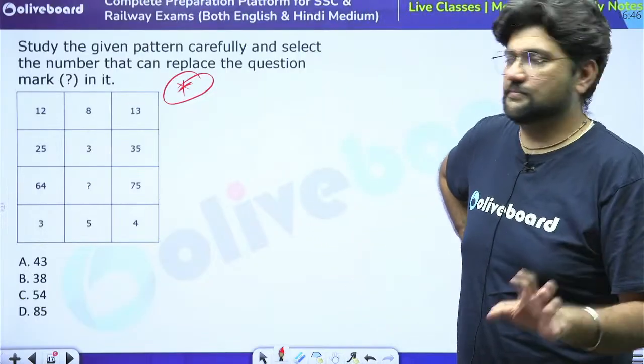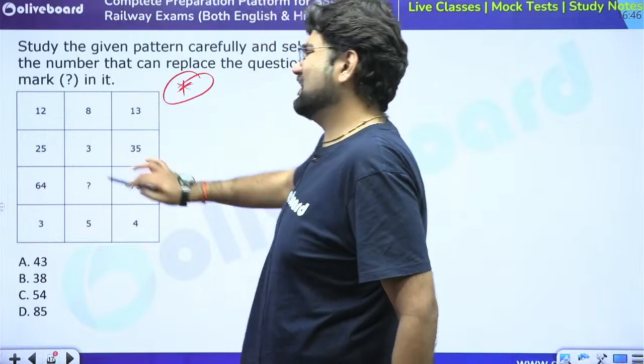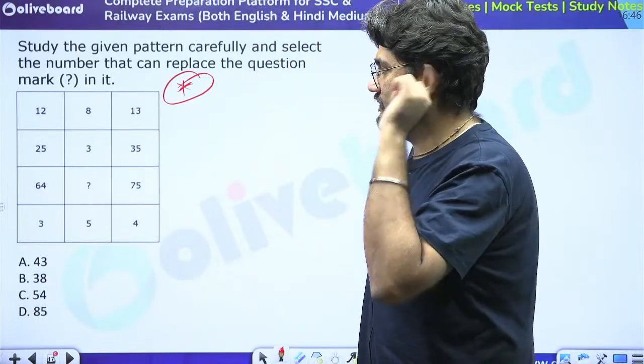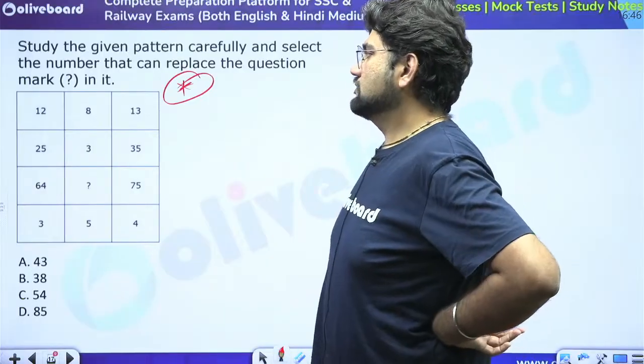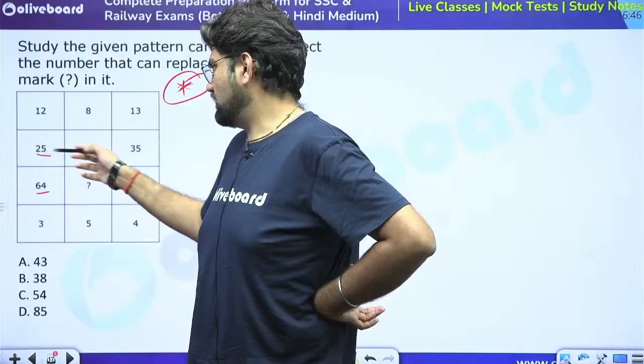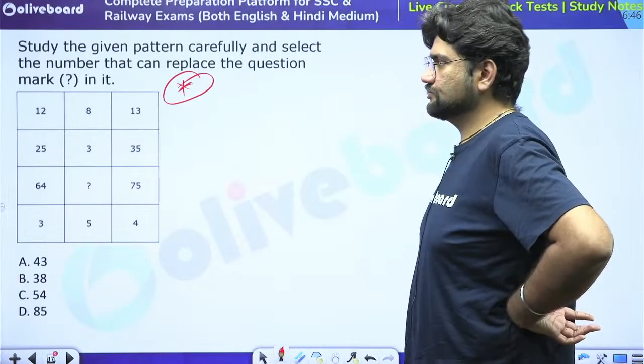That's it. Nothing else. So these questions in the examination, if you spend 15-20 seconds, you will be able to figure out that this is not direct, it's nothing easy. Sometimes you might get trapped here, 25, 64, okay, root is 8, root is 5, but it is not happening here. Okay, it's not working out.